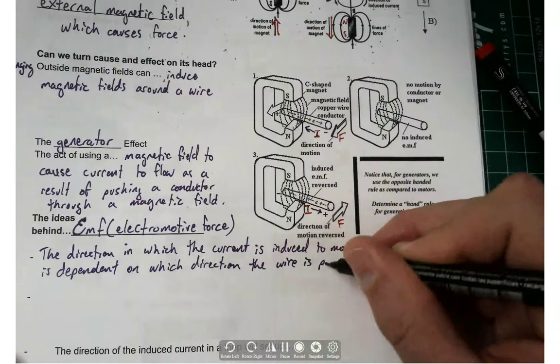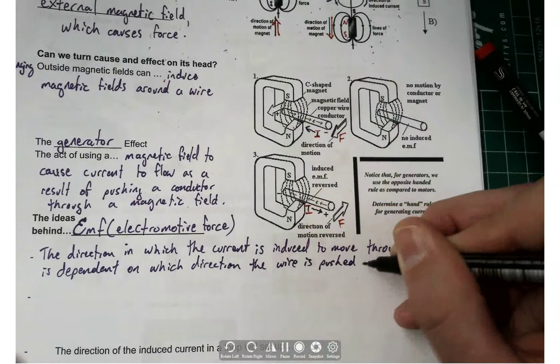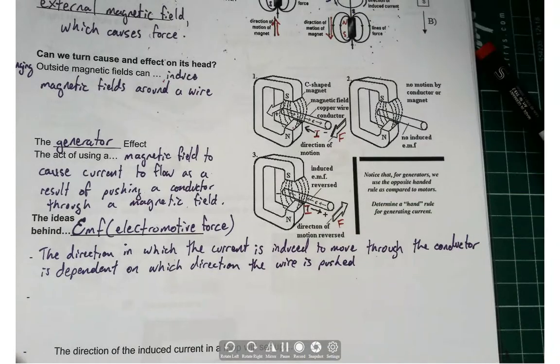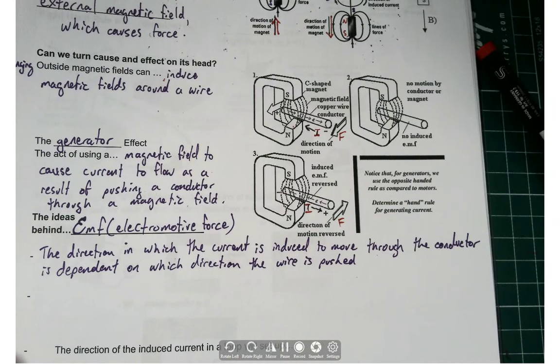And I already said you don't literally have to push the wire. You could push a magnet closer to the wire. You could change the magnetic field strength near the wire. So when I say wire pushed through a field, that's what I'm also implying as a possibility.